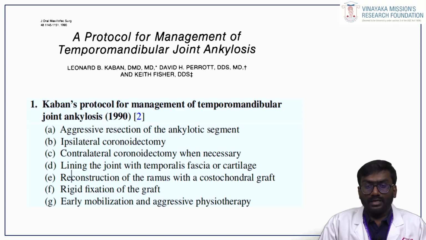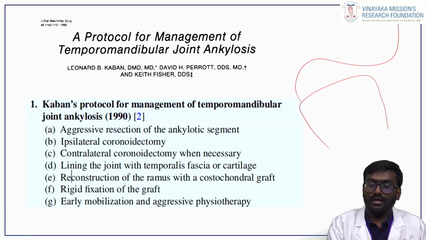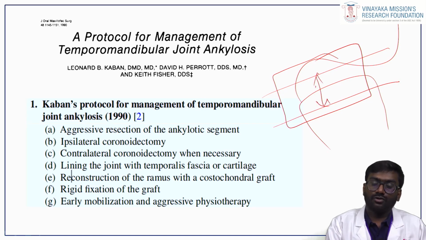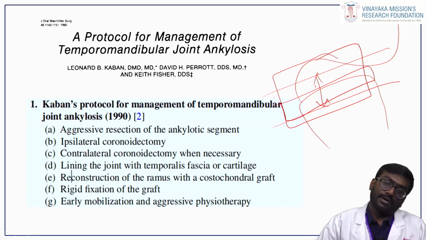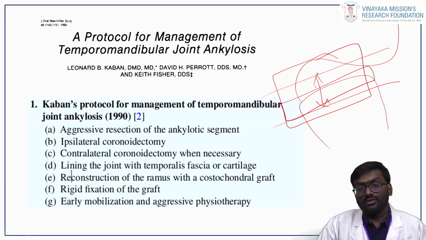And if the mouth opening is less than 35 millimeters, coronoidectomy of the opposite side is also to be done. Once the resection is done, you have created sufficient space. Here you have the glenoid fossa, here you have the ankylotic mass, and the box I am forming is the aggressive resection. You have removed this, so the gap in between has to be interposed. You have to keep a barrier material in between so that the joint doesn't fuse back again and re-ankylosis does not happen. That is the fourth point, lining of the joint by a barrier material.